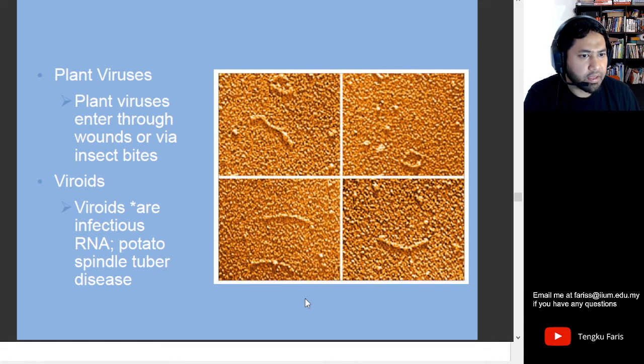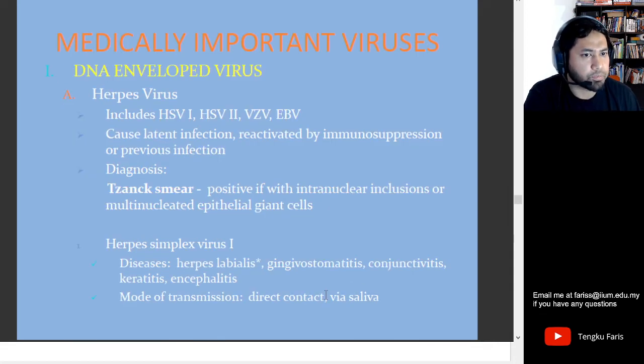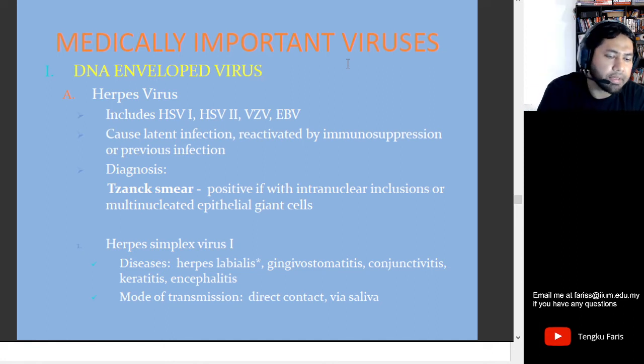Plant viruses can enter through wounds or via insect bites. For various infectious RNA, potato spindle tuber disease can infect the human too. These are the list of medically important viruses. I classified them in yellow if you want to have a look in the next slides. These are the most commonly discussed viruses in the clinical setting.